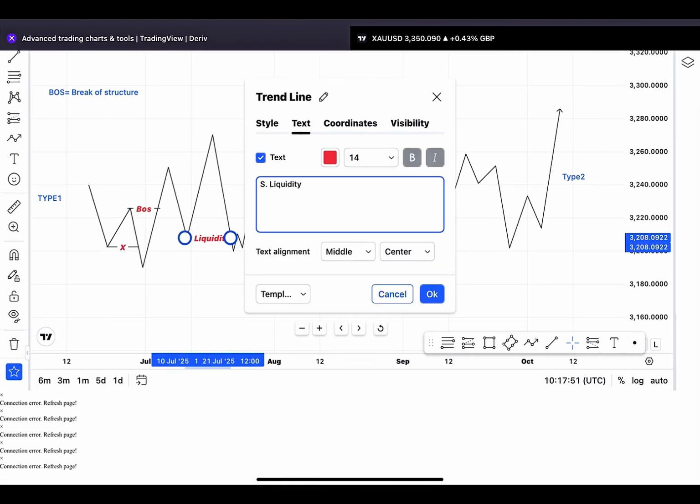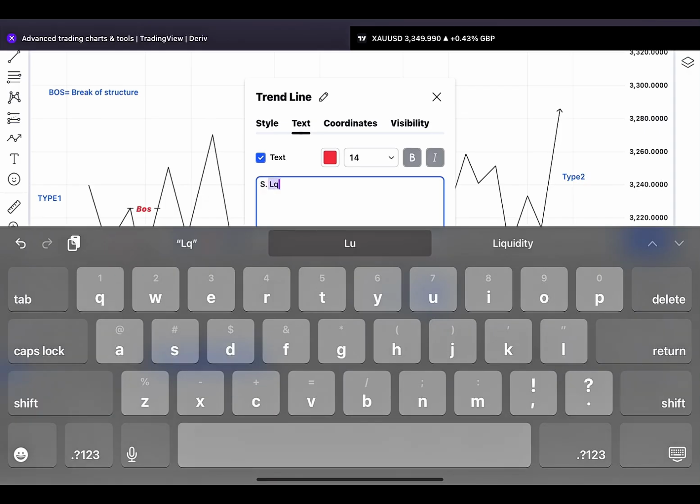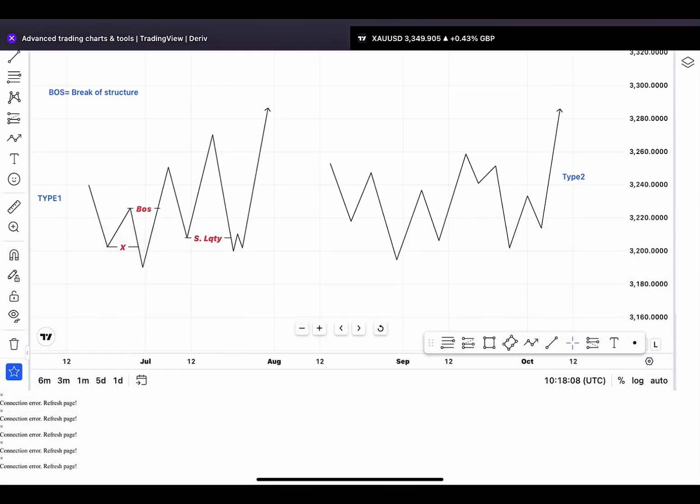It's not going to contain it. Let me just put SLQTY. So here is structural liquidity. I hope you guys are understanding what I'm trying to say. Then this other side is called a transactional liquidity.